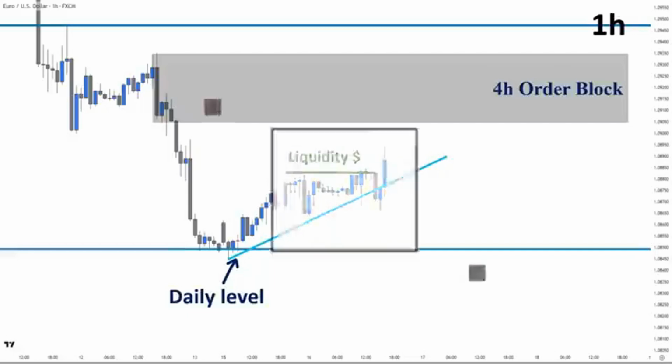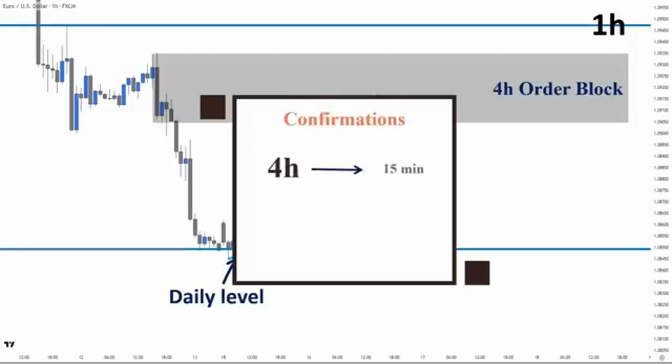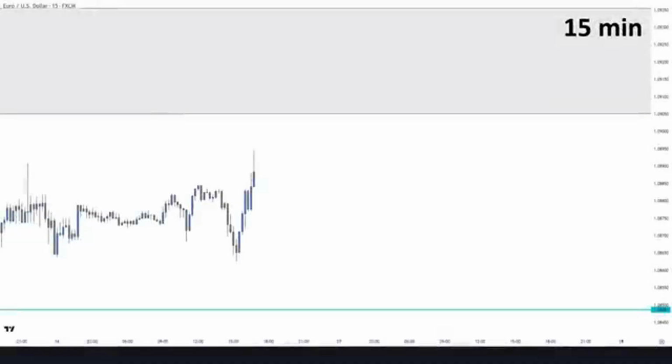It is important to note that, for a 4-hour timeframe order block, we look for confirmation in 15 minutes, and for the 1-hour timeframe order block, we look for confirmations in 5 minutes. So here the 15 minutes chart is the last time frame we will analyze in this process. In this time frame, we only look for confirmations and enter the positions.